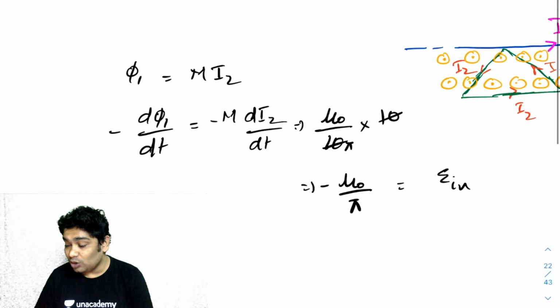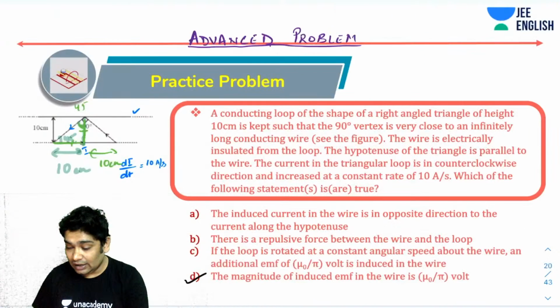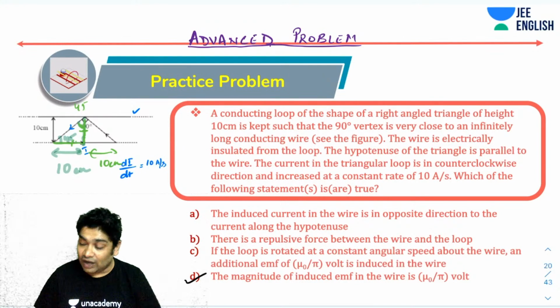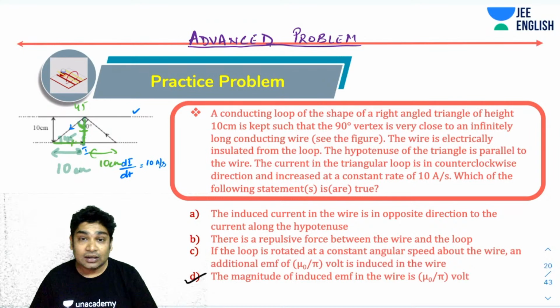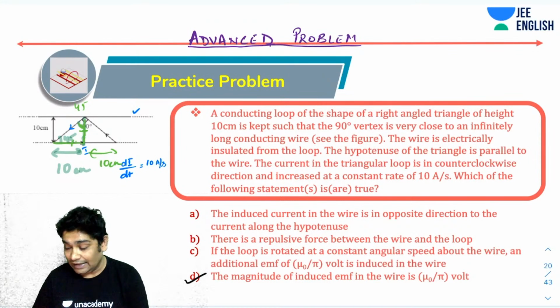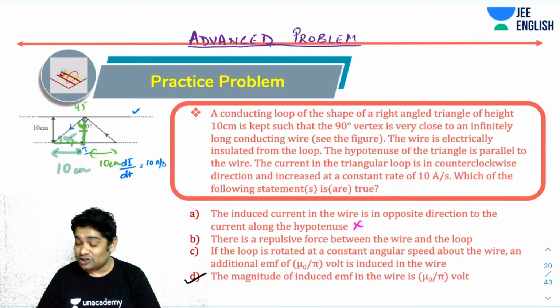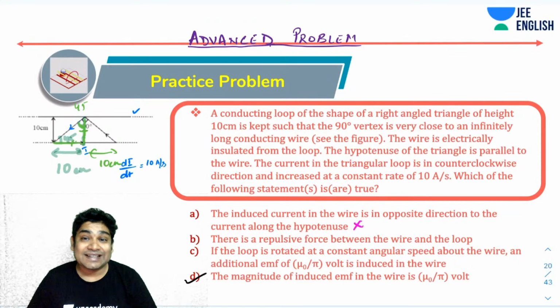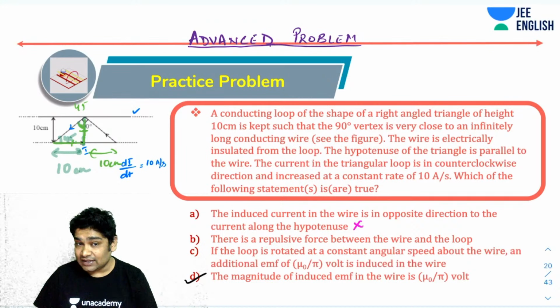Okay, so let's go back to our options, and what you will realize is that option number A says that the induced current in the wire is opposite to the direction of current along the hypotenuse. No, that is wrong. So this is not correct. Now the second option says there is a repulsive force between the wire and the loop. Let's see if that is the case.